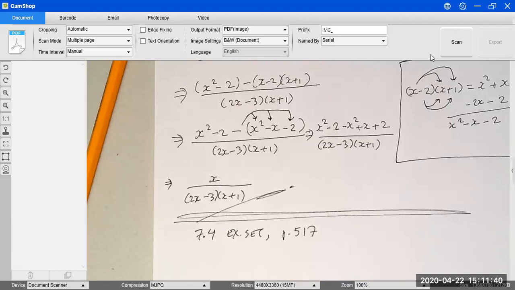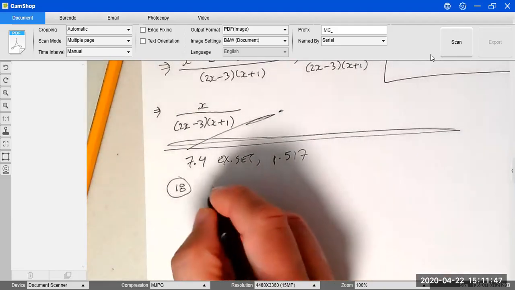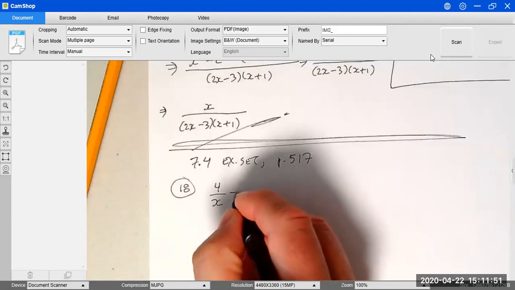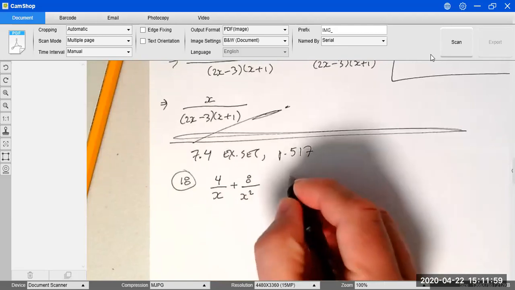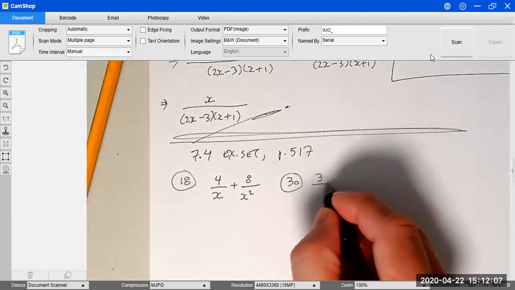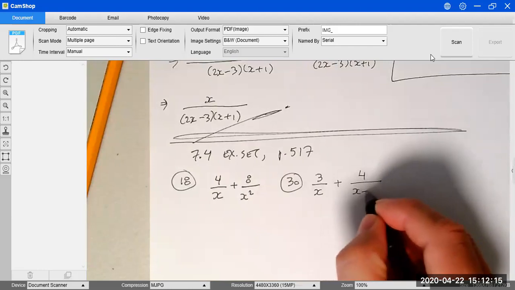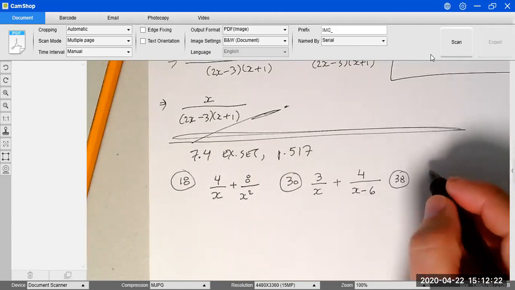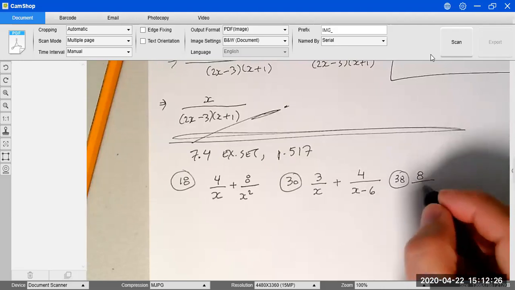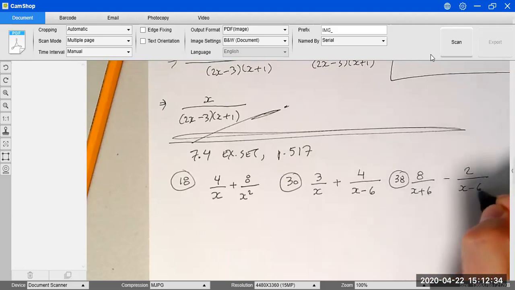So let's see, you're going to work. The first exercise is number 18, which is 4 over x plus 8 over x squared. Then we have problem 30, which is 3 over x plus 4 over x minus 6. Then problem 38 is just 8 over x plus 6 minus 2 over x minus 6.